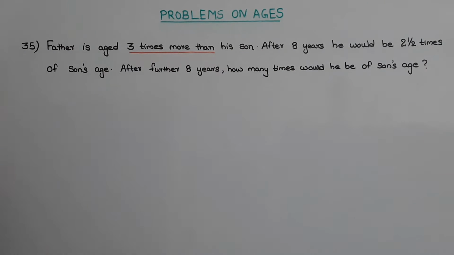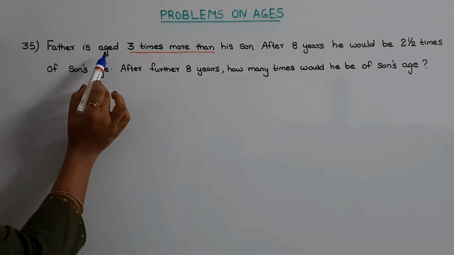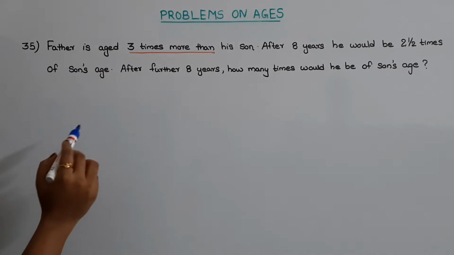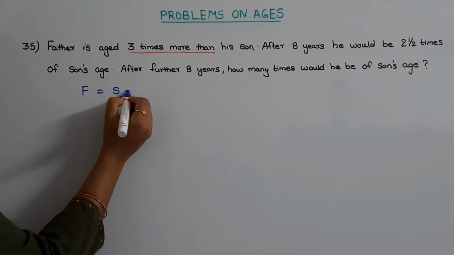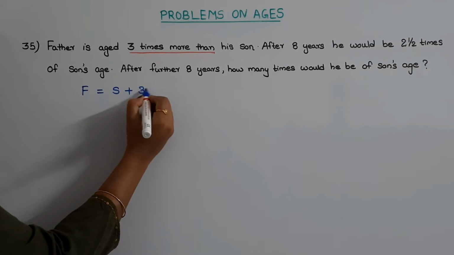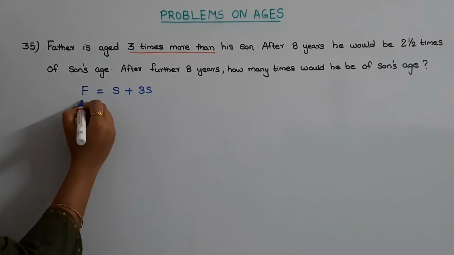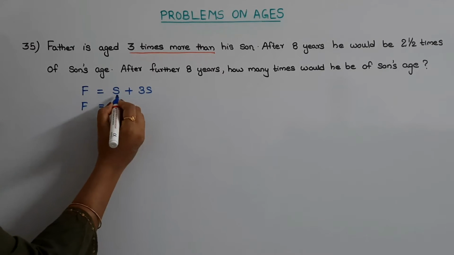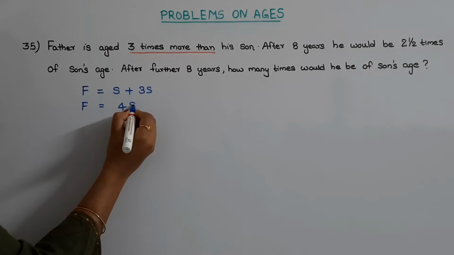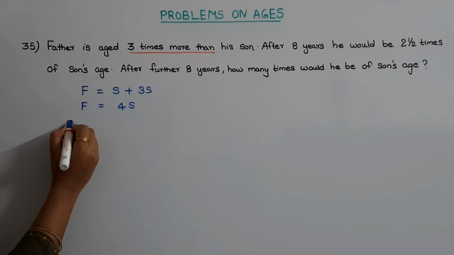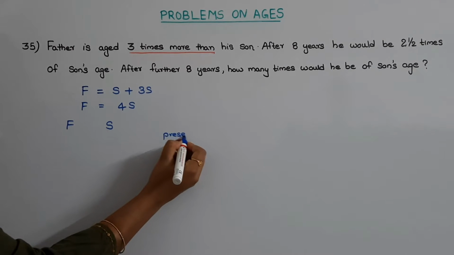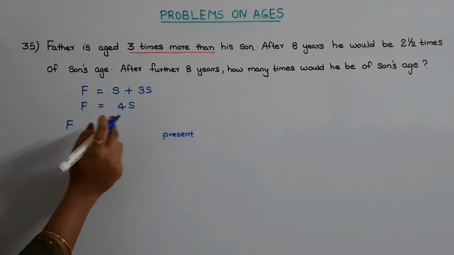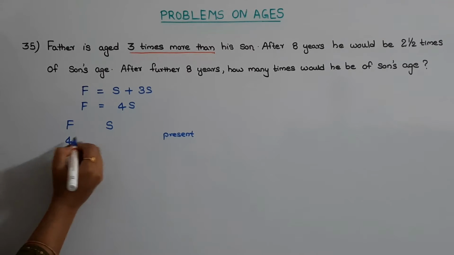In this question, they are telling that father is aged 3 times more than his son, which means father's present age is more than son's age by 3 times of son's age. So father's present age will be equal to s plus 3s, that is 4s. From this we can find the ratio of the ages of father and son at present, which is 4:1.